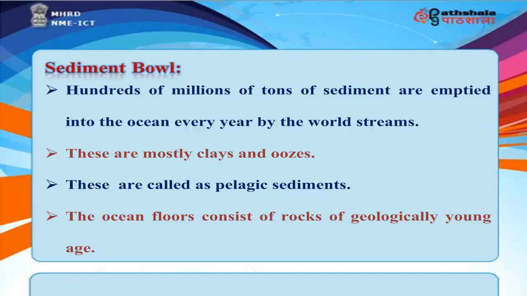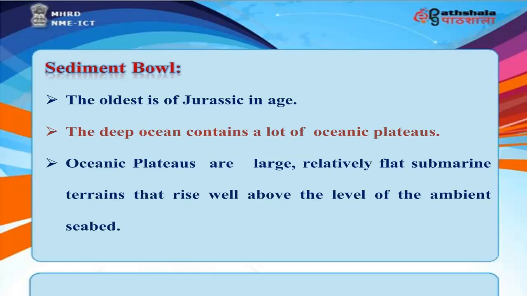Sediment bowl. Hundreds of millions of tons of sediment are emptied into the ocean every year by the world's streams. These are mostly clays and oozes. These are called pelagic sediments. The ocean floors consist of rocks of geologically young age. The oldest is of Jurassic age. The deep ocean contains a lot of oceanic plateaus. Oceanic plateaus are large, relatively flat submarine terrains that rise well above the level of the ambient seabed.